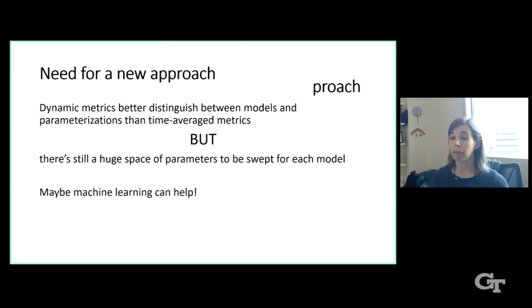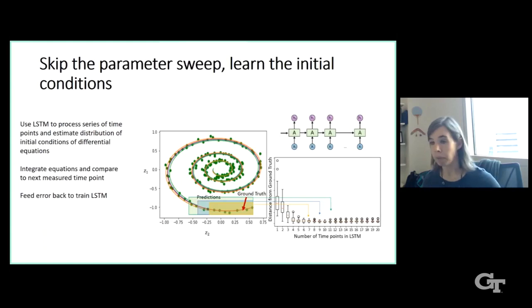But we still have this huge space of parameters to be swept, and we thought maybe machine learning would be a way to do that. Now, I want to leave some time for discussion, so I think I'm going to skip over this particular approach. I'll just give you the highlights. One way we can do this is to use a long short-term memory network, so it's a type of recurrent neural net, to try to fit the initial conditions for one of these models and then see how well that predicts. And we're showing it here on an example.